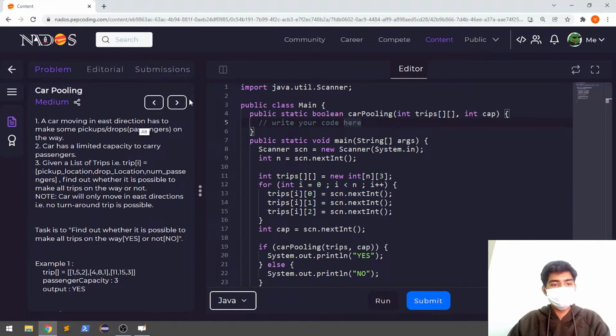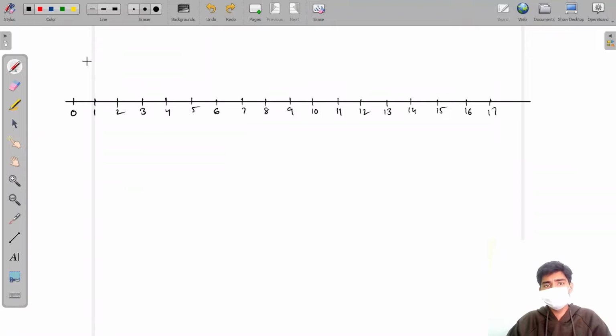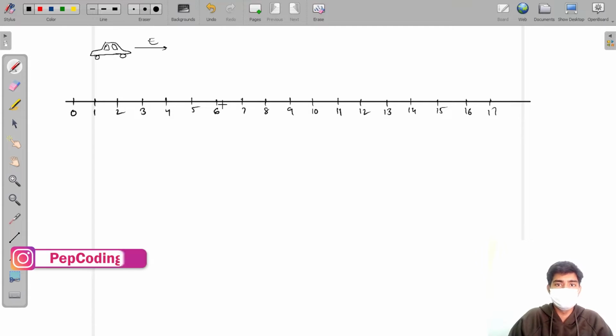Okay, so in this question, you're given, let's say, a car, right? You're given a car like this, and this car moves only in the east direction, and you're saying that this car picks up some passengers from some point and drops off some passengers at some point, right?